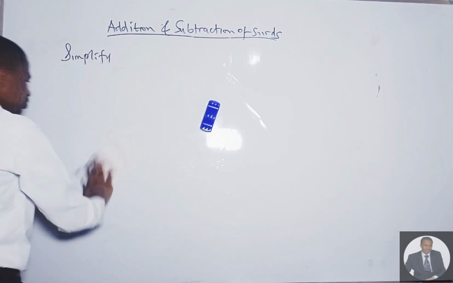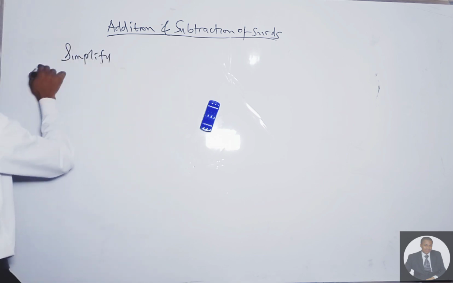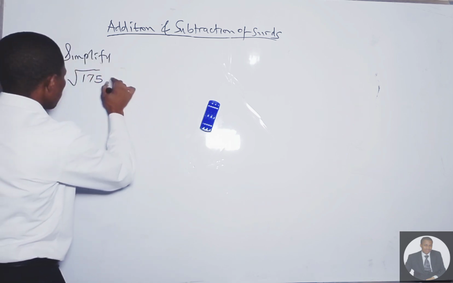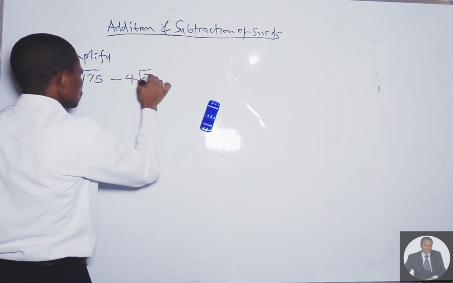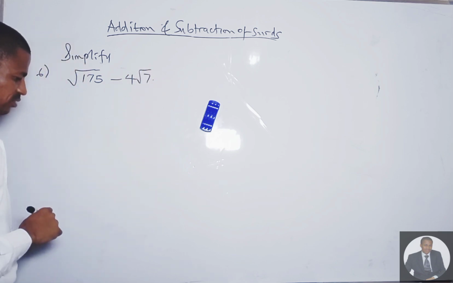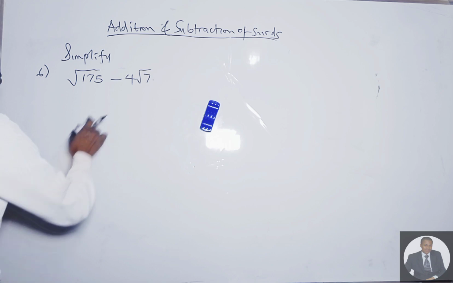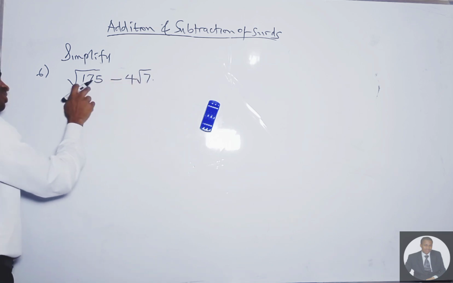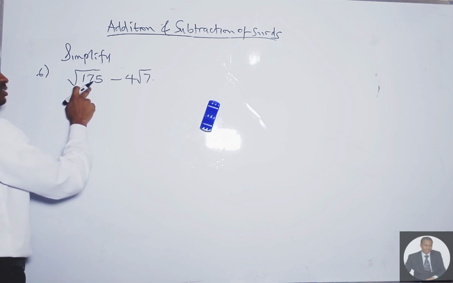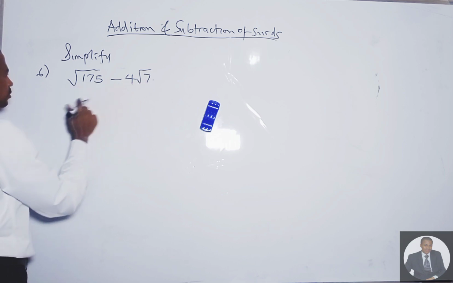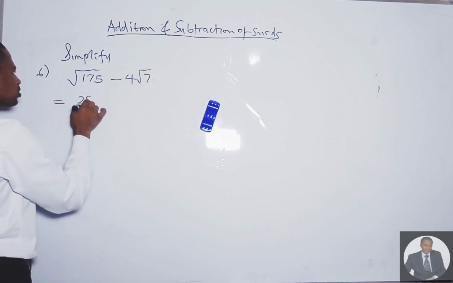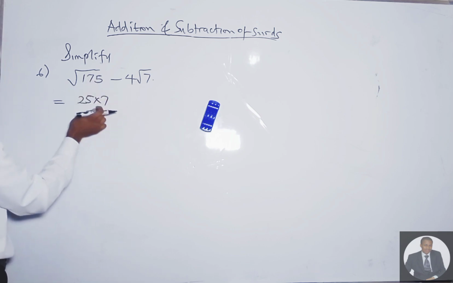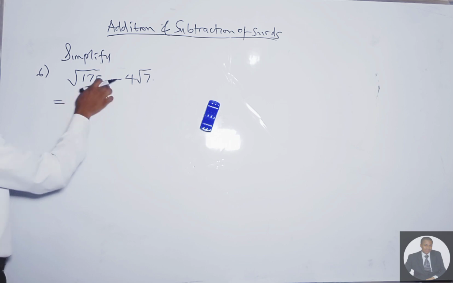Let's look at another question. Question 6. Root 175 minus 4 root 7. When we have a question like this, it shows that we must find a root in the first term that will give us root 7. And what will that be? That should be 25 times 7.